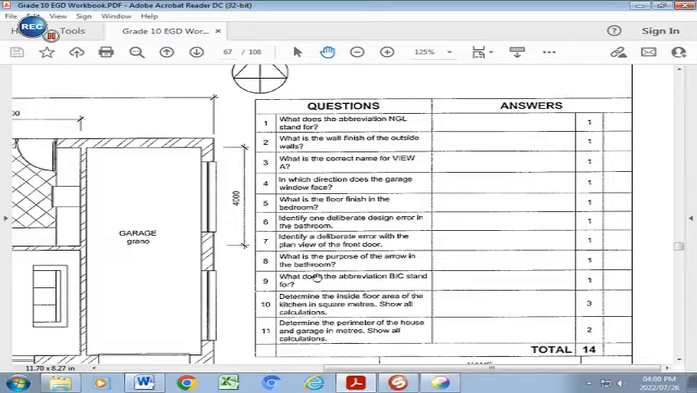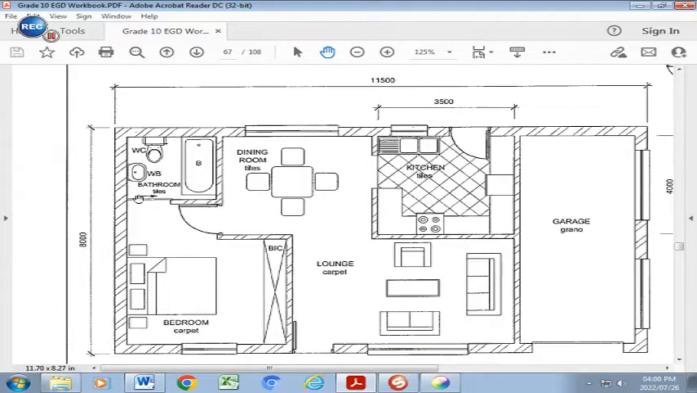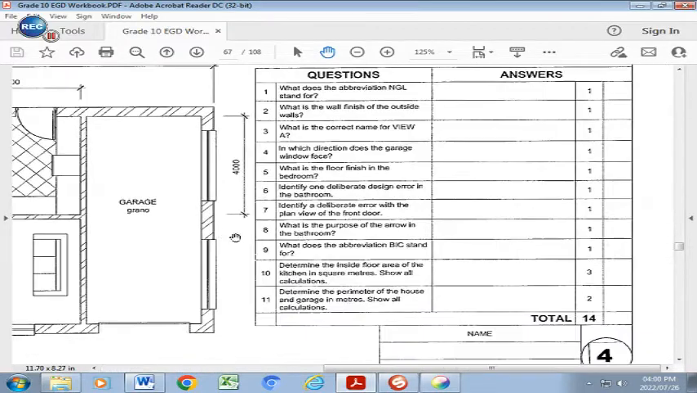Number 8, what is the purpose of the arrow in the bathroom? If you look at the arrow, we know that that symbol there indicates a sliding door. So the arrow indicates the direction of opening of the sliding door. So direction of opening would be number 8.